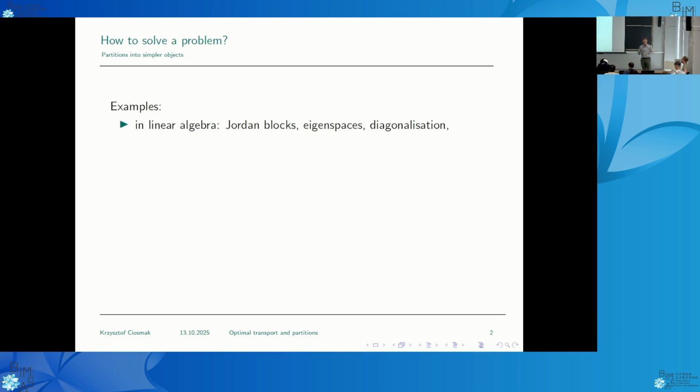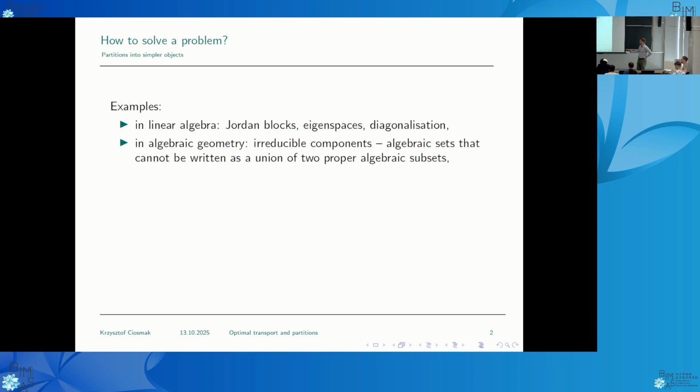So how can we solve a mathematical problem? Well, we can look at some easier problems, and then perhaps it may happen that our problem can be partitioned into simpler blocks. We can solve the simple blocks and then glue the solutions together. There are many examples of how this can be done in many different fields. So in linear algebra, we have Jordan blocks and diagonalization, and in functional analysis, spectral decomposition.